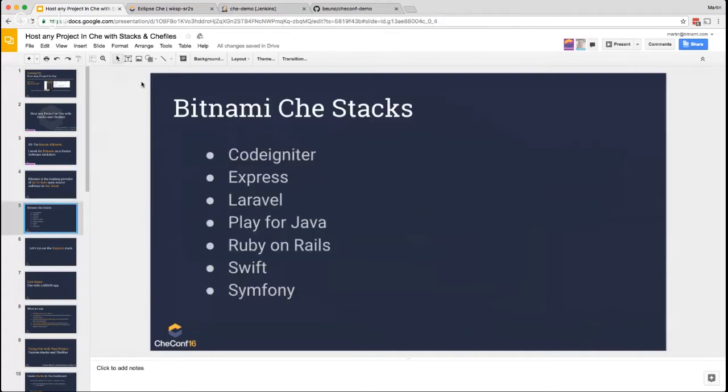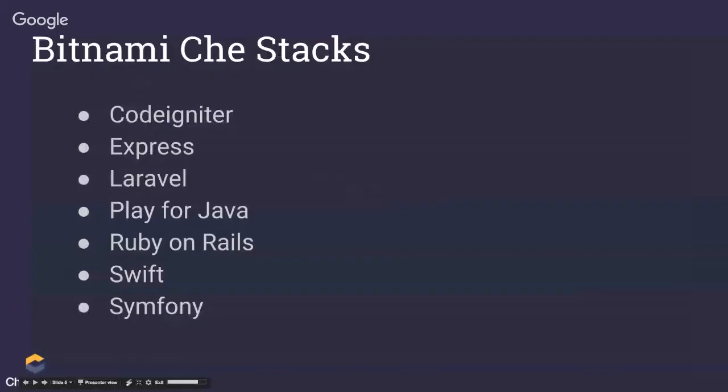We have, let me put this on screen so it's a bit easier. So we have 7 Che stacks, and Florent here will talk more about what stacks are within Che. But Bitnami has put 7 Che stacks together at the moment that you can readily use to build your projects on, which is these 7: CodeIgniter, Express, Laravel, Play for Java, Ruby on Rails, Swift, and Symfony. So we have a decent range of stacks already up there, and we'll likely continue to add more.